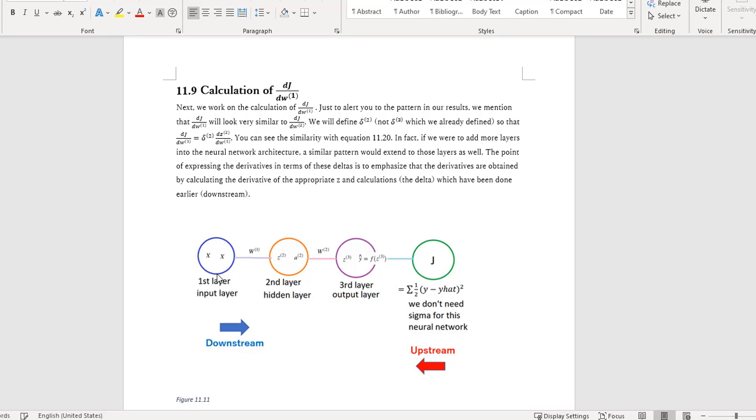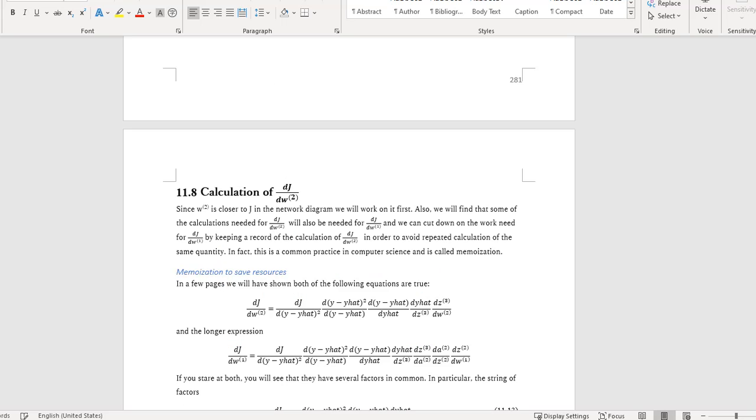So we talk about this as the first layer, second layer, third layer, and the input comes in here and gets output here. So this is called downstream. And when we're talking about upstream, we're talking about going from the right to the left. So downstream is left to right, and upstream is right to left. So let's look at this a little bit more carefully.